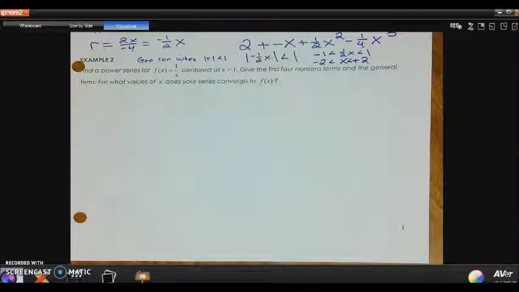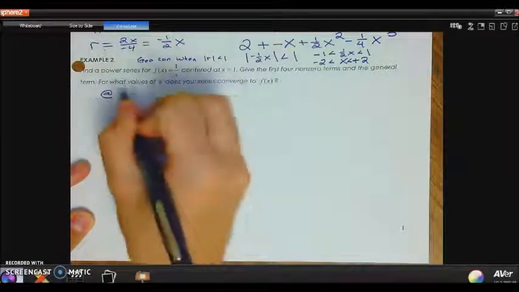Okay, so now it says find a power series for f of x is 1 over x, centered at x equals 1 this time. And give the first 4 non-zero terms. I just use the first 4 non-zeros because that's usually what it is on the AP. Sometimes it'll only ask you for 3 if they get to be kind of nasty quickly, but a lot of times they ask you for 4. So the first thing we want to do is figure out what's going on at the center.